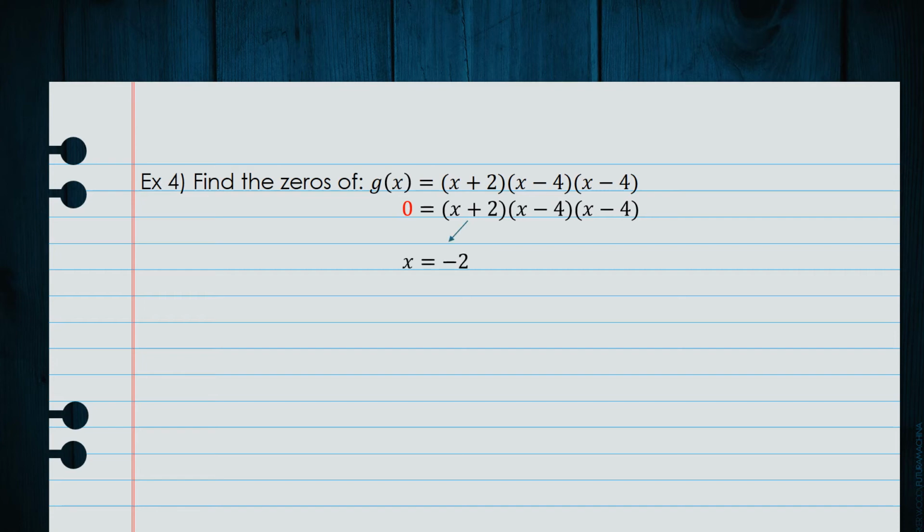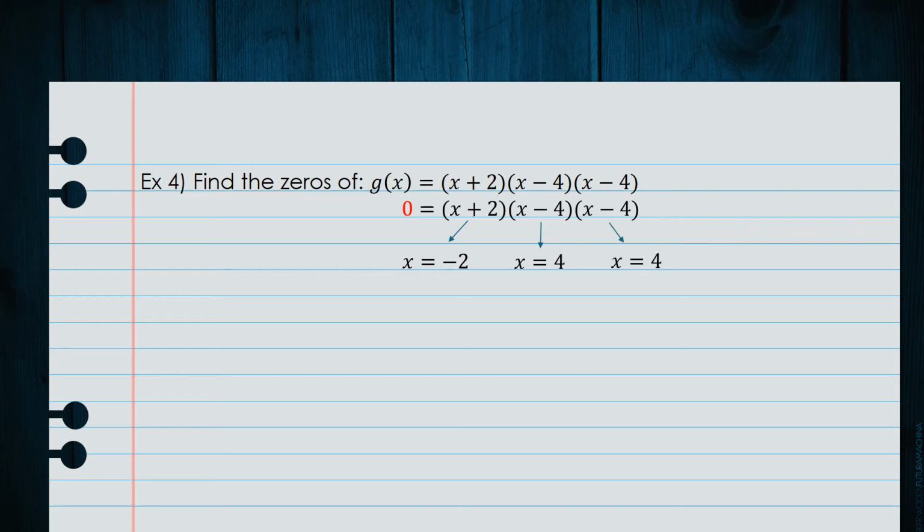Well, that would be x equals -2. Looking at the middle value, x minus 4, what would cause that to equal 0? Well, that would be x equals +4. And the last value, x minus 4, what would cause that to equal 0?